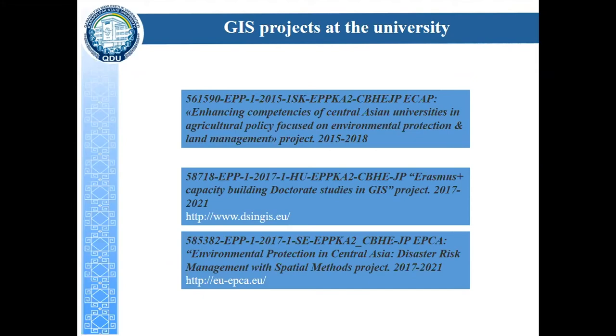Так, значит, при университете, как он уже сказал, есть проекты, относящиеся к ГИС, это проект ИКАП. Закончился в 2018 году, 2015-2018 год, сейчас продолжается проект ДИСИНГИС, это докторальные исследования ГИС, и также продолжается проект охраны окружающей среды в Центральной Азии, управление рисками бедствий с помощью пространственных методов.